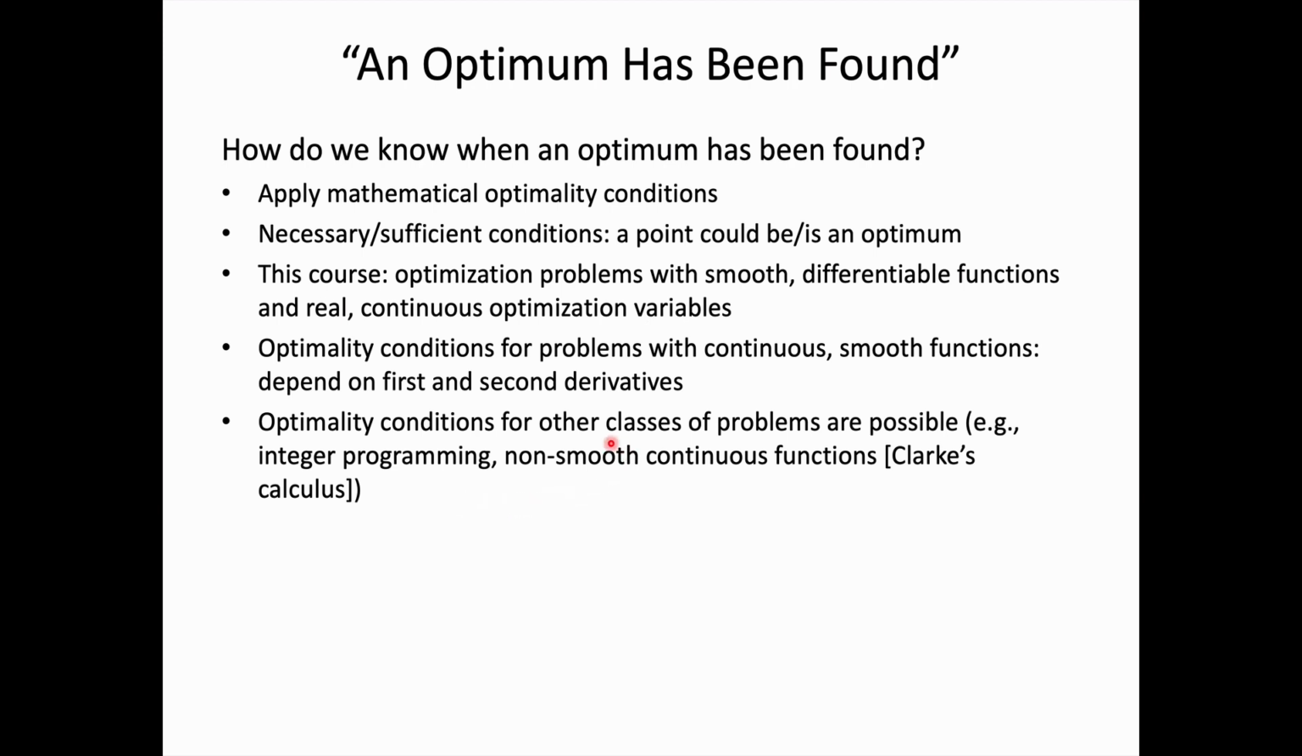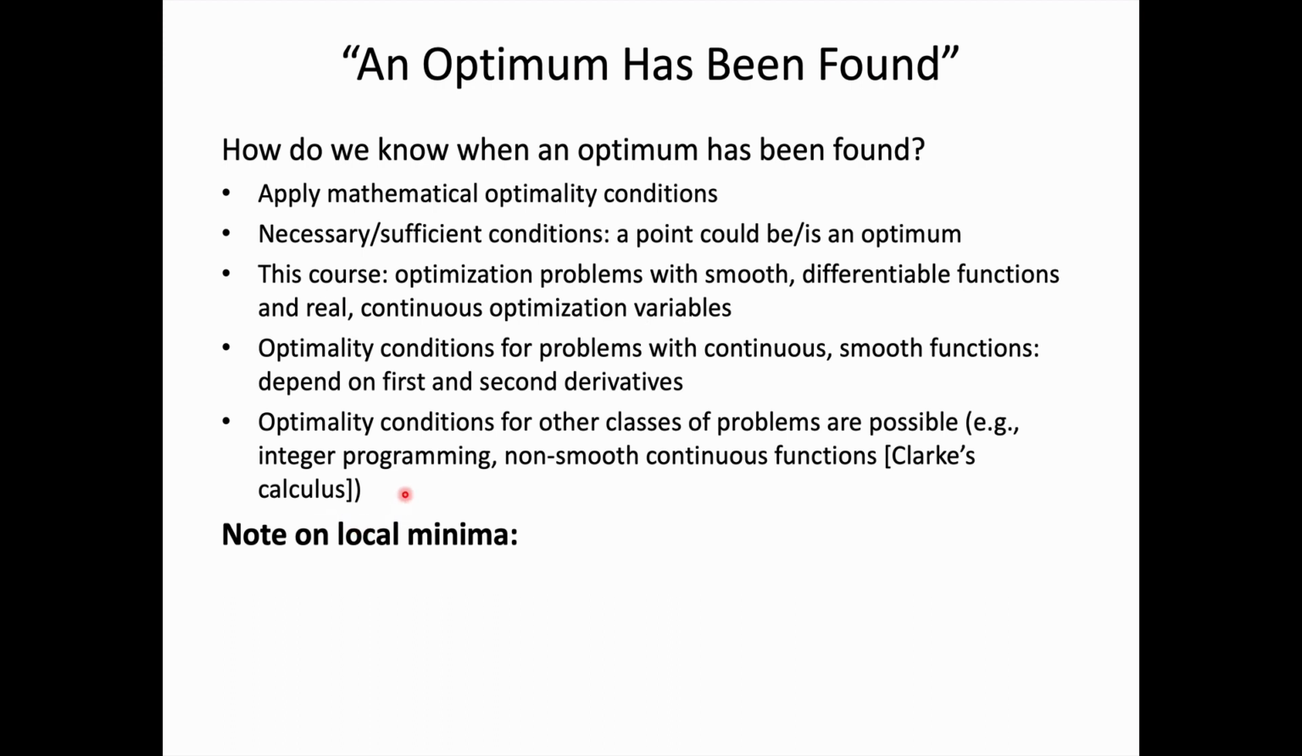And there are even some non-smooth continuous problems where we can actually prove something about optimality based on something called Clarke's calculus. This involves something called subgradients. So for some non-smooth functions, it is possible to still derive optimality conditions, although that is a fairly special case.